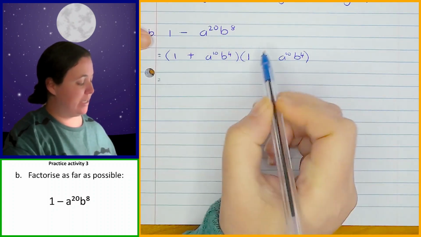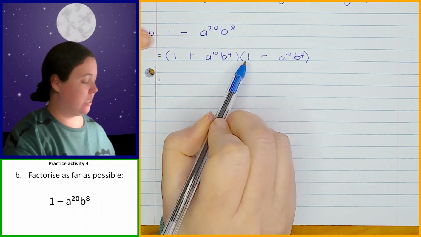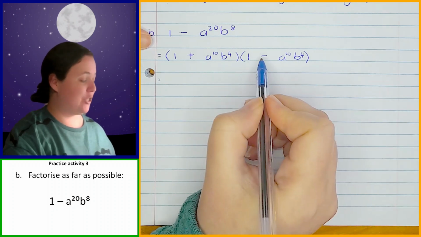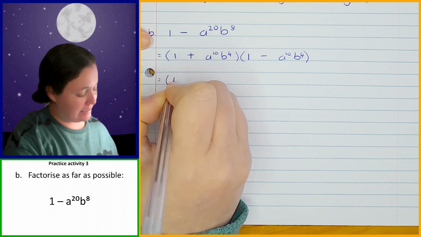Okay, now over here, this is still difference of 2 squares because I can square root the 1 and the a to the power of 10, b to the power of 4 again because those are even exponents, and this is a minus over here. This I can't do anything with because it's a plus, so I just bring it and write it down as it is.